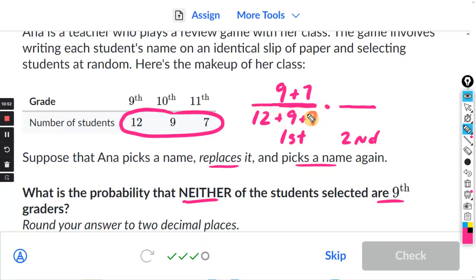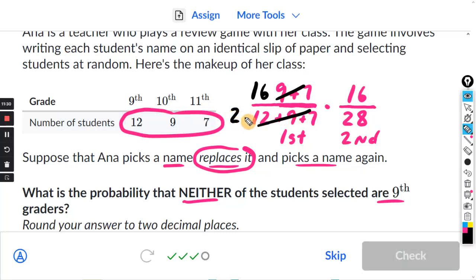All right. And now for the second pick. Well, it's going to be the same thing because she picks a name and replaces it. So the second pick probability is going to be the same as the first. So let's see. 9 plus 7 is 16. And 12 plus 9 plus 7 is 16 plus 12. That's going to be 28. All right, so this fraction is really the same as this fraction. So let me fix that. 9 plus 7 is going to be 16. And 12 plus 9 plus 7 is going to be 28.